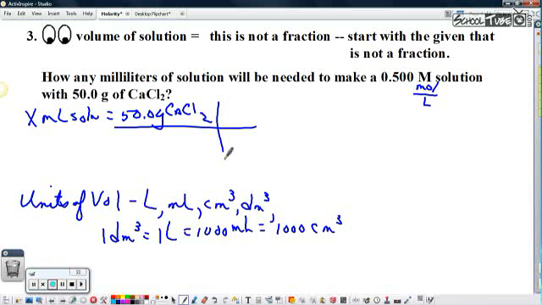I don't know what the GMM is. 71, about 71 plus 40 is 111 about grams of CaCl2, 1 mole CaCl2. Cancel.